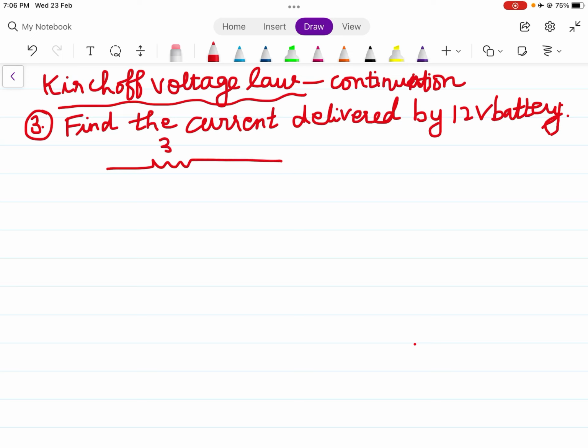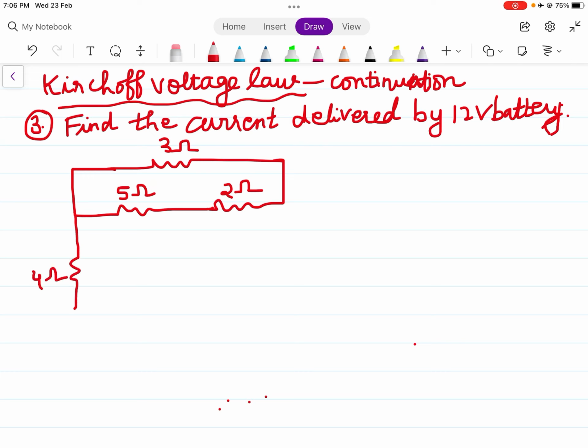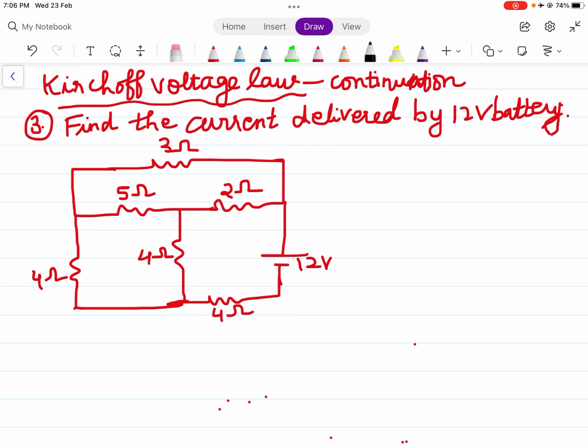This is given as 3 ohms. This is given as 5 ohms. This is given as 2 ohms. Then this is 4 ohms. And this is 12 volts. This is 4 ohms. So first step is assume the direction of current.